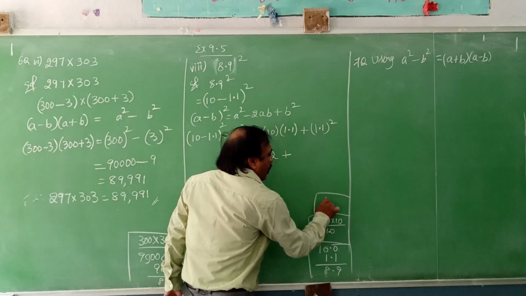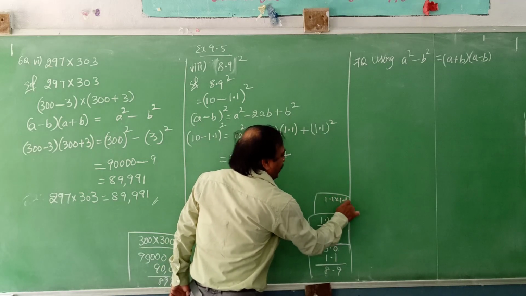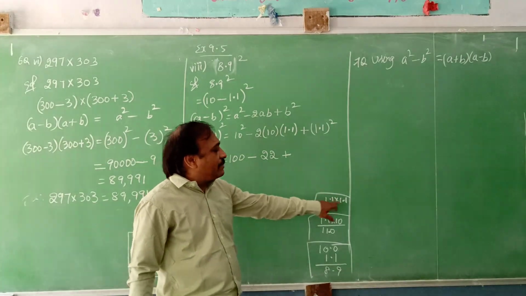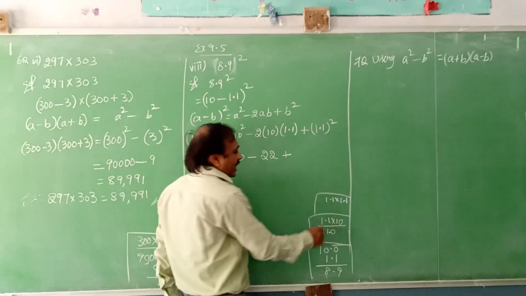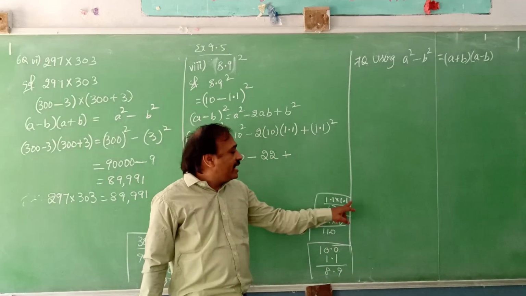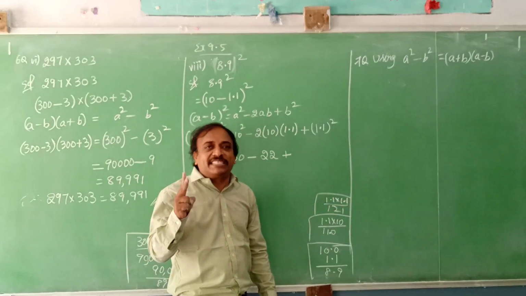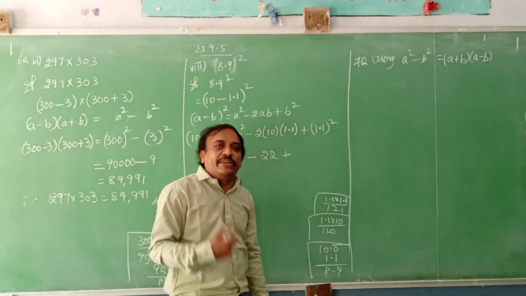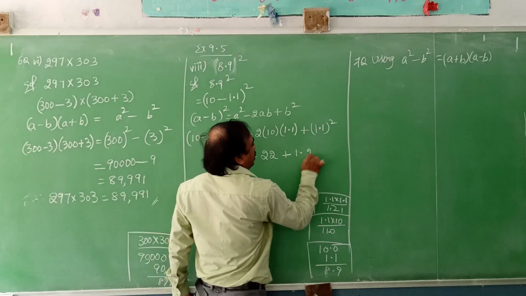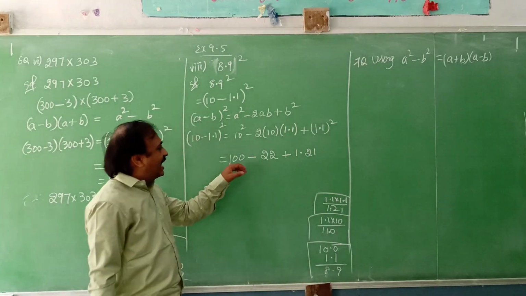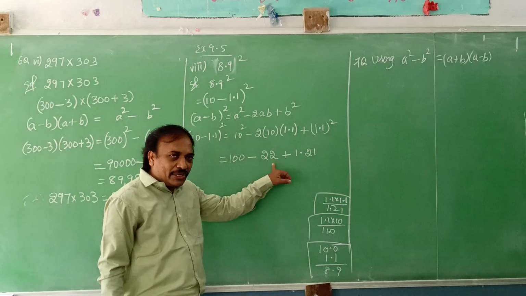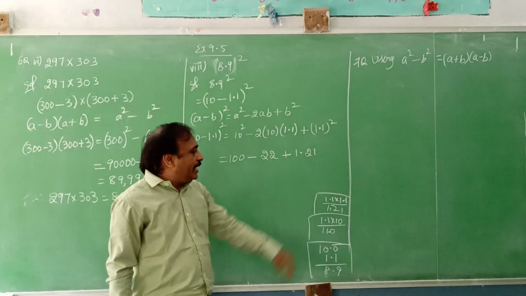That means 1.1 into 1.1. As we know the squares concept, remove the decimal. 11 into 11 is 121, and place the decimal point. Count it. Here 1 and here 1, total 2 places. 2 digits from the right side you count and place the decimal point. So that is 1.21. 100 minus 22 plus 1.21.